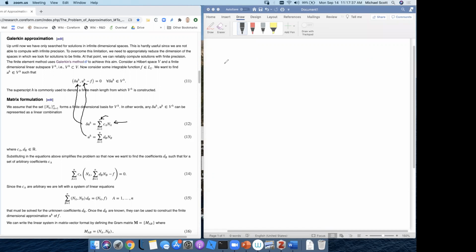I want to point out a few things about why we made such a big deal about these objects being symmetric bilinear forms. We're going to use those properties right now. So our discrete problem is find u^h in V^h such that our discrete weak form, the bilinear form of delta u^h and u^h, minus F is equal to 0 for all of our discrete test functions.